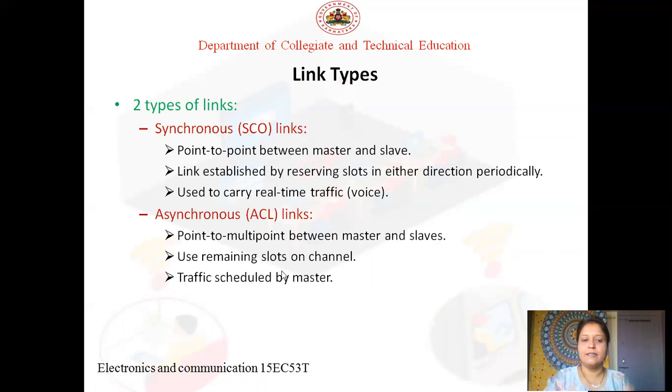Asynchronous links. It is point to multi-point between the master and slave. It is not from one point to another point, but point to multi-point. They use the remaining slots on the channel. Whichever remaining slots are there, those are used by these asynchronous links, and the traffic is scheduled by the master. That is the asynchronous link.